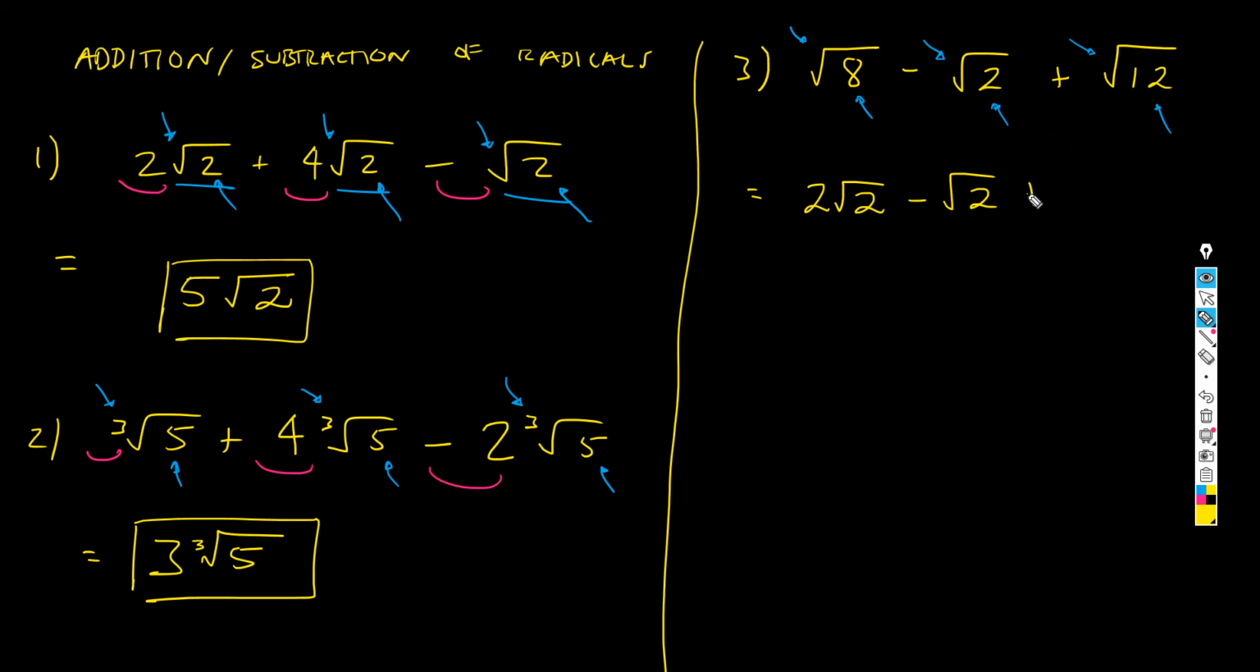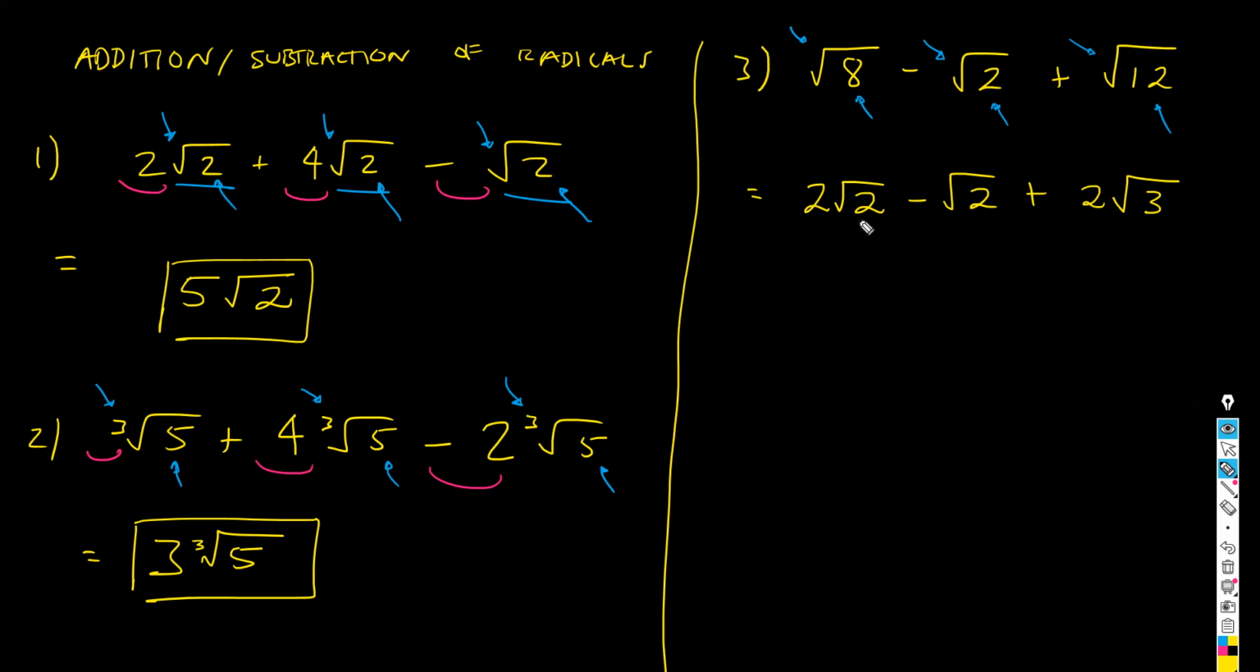And the square root of 12 can be simplified as, no, I'm sorry, 2 times the square root of 3. This is a simplification of the square root of 12. Okay, now what? After you have simplified all of your original radicals, what you do is you try to add and subtract like we did in these two examples, okay?